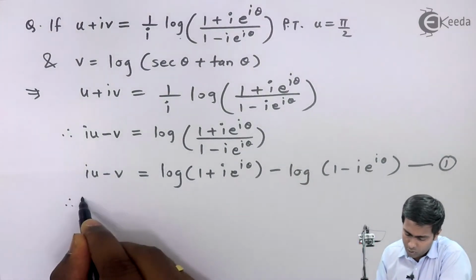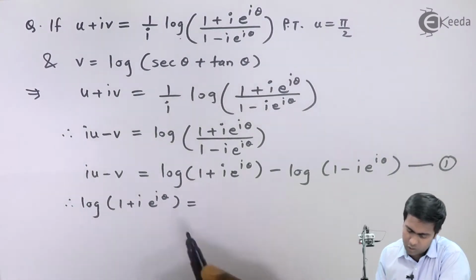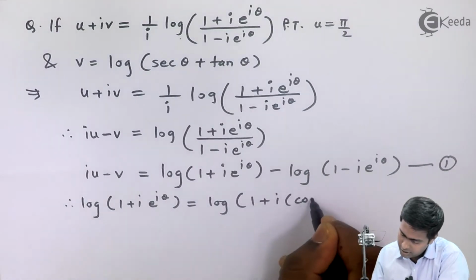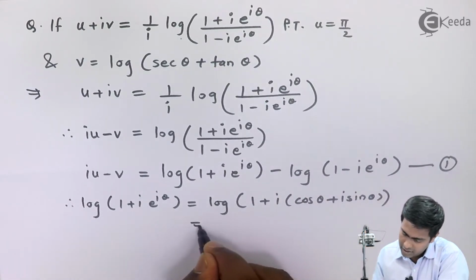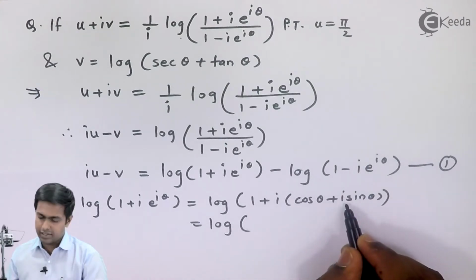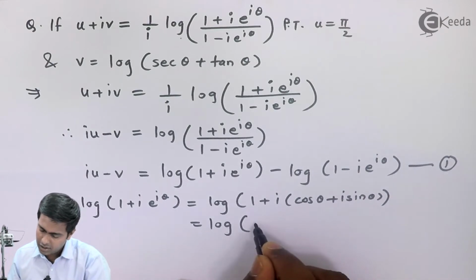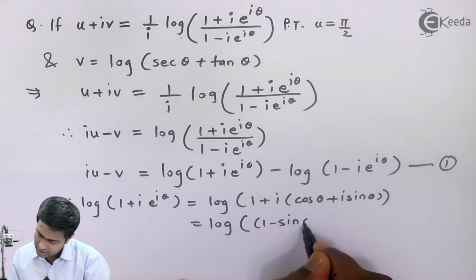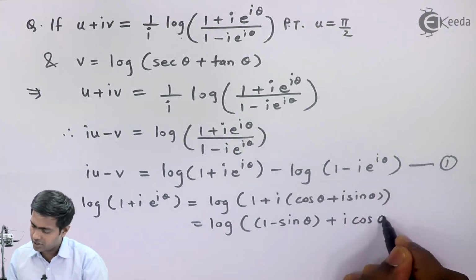Therefore log of (1 plus i e raised to i theta) is equal to log of 1 plus i times (cos theta plus i sin theta). Hence this will become log of, now i into i, that is i square, which will become minus 1, so that is nothing but minus sin theta. So this is 1 minus sin theta, and the imaginary term is plus i cos theta.